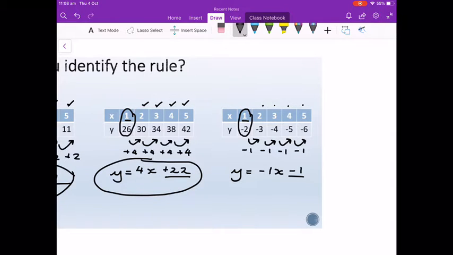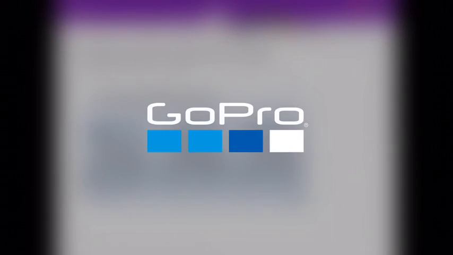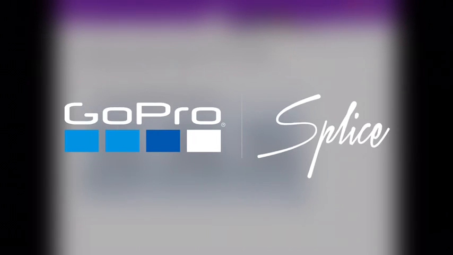2 times -1 is -2, take 1 is -3. 3 times -1 is -3, take 1 is -4. 4 times -1 is -4, take 1 is -5. And 5 times -1 is -5, take 1 equals -6. So the equation is y equals -1x take 1. And that's how you identify a linear equation from a table.